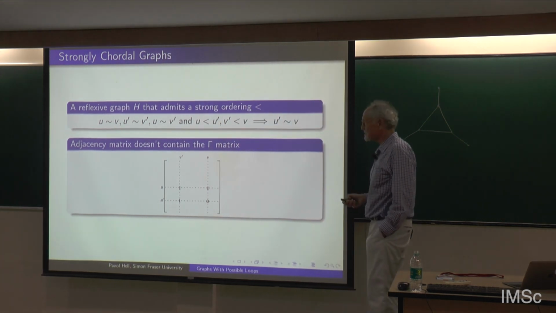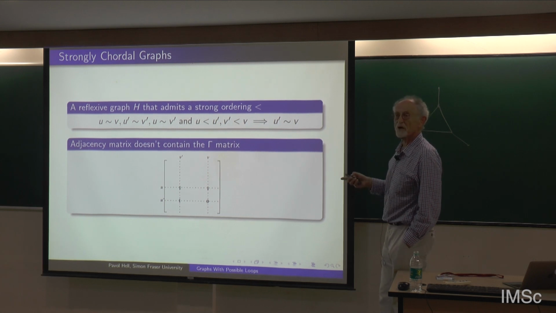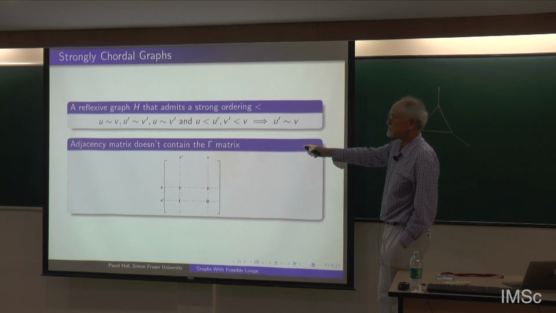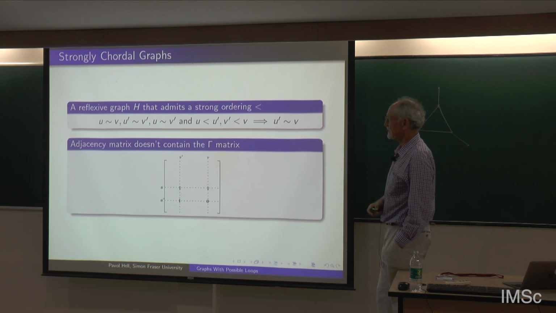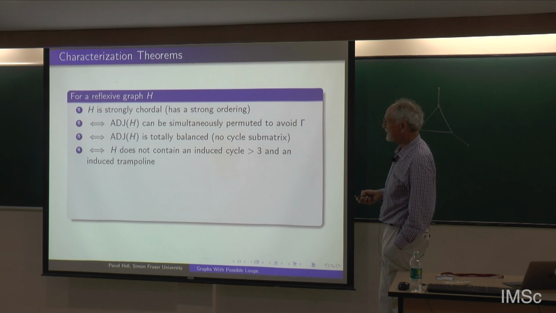Now, these matrices play a role in linear programming: if the constraint matrix of a linear program has this property, doesn't contain the gamma matrix, then the linear program can be solved by a greedy algorithm. It's a result of Alan Hoffman. And so this turned out to be interesting, and graph theorists have studied strongly chordal graphs.